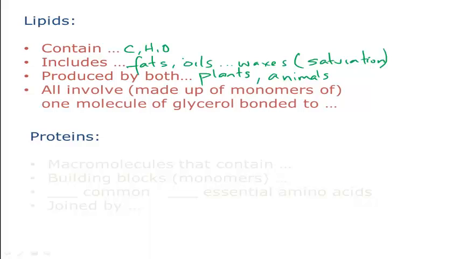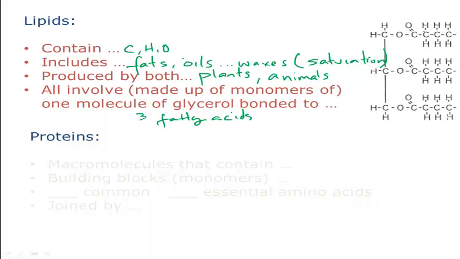All lipids are made up of monomers of one molecule of glycerol bonded to 3 fatty acid chains. And of course that's what you get here. You've got the glycerol molecule here, that's glycerol, and then each of these is a fatty acid chain, and they can be any number of lengths.